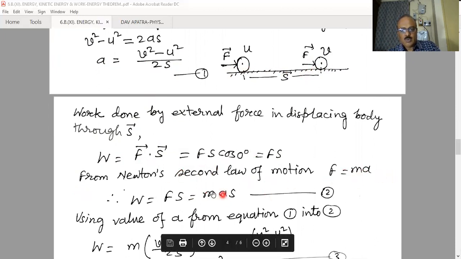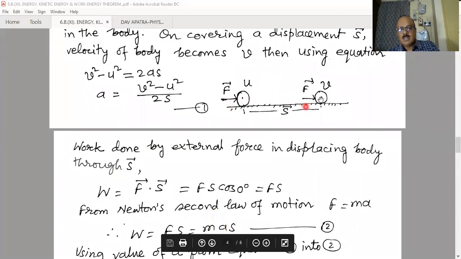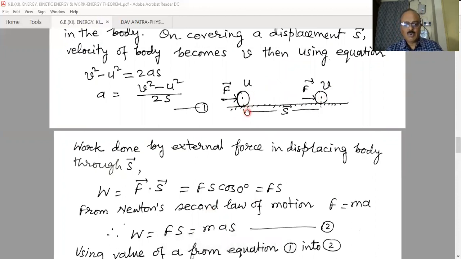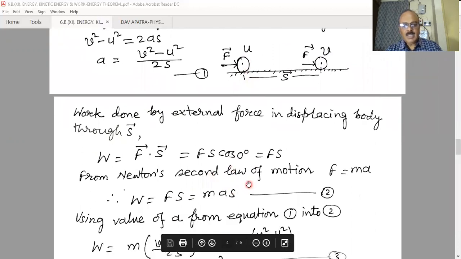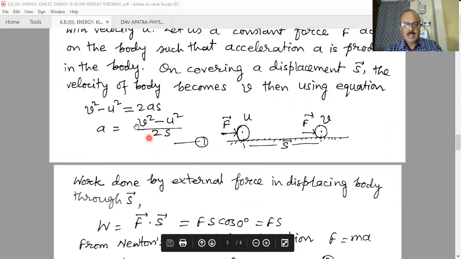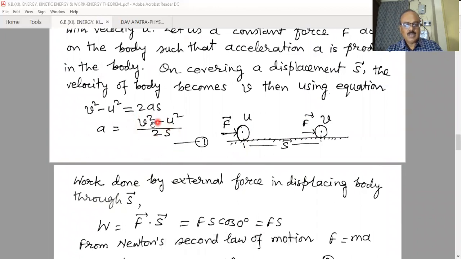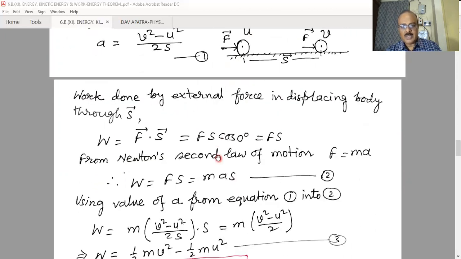Therefore, W is equal to m into a into s. We can write this because we are considering the force throughout the whole process, that is, a constant force. Now, what is the value of a? From the equations of motion for uniformly accelerated motion, we can write a is equal to (v square minus u square) by 2s. We can take it as uniform because we are considering the force constant for the whole process.